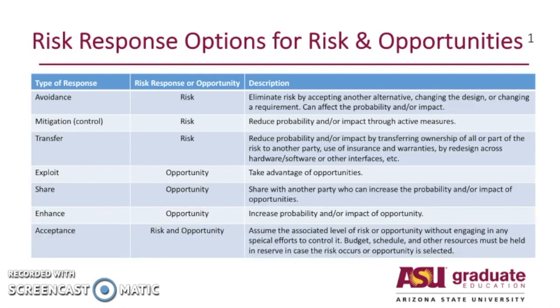So what are some of the risk response options for risk and risk opportunities? You'll have responses such as an avoidance type of response. You'll also have mitigation. And when we talk about control, we're talking really about mitigation. How do we mitigate the risk through a lot of the monitoring? And that's the control that we have. Then we also have a response of transfer, right? Where we reduce the probability or impact by transferring ownership.